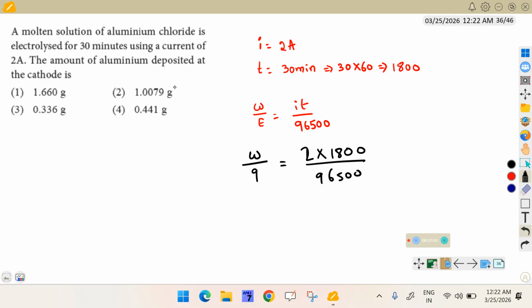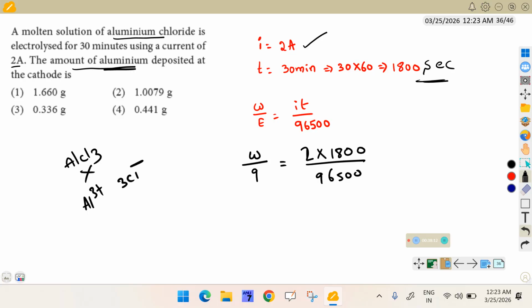A molten solution of aluminum chloride is electrolyzed for 30 minutes using a current of 2 amperes. Current is given in terms of amperes, so time is taken in terms of seconds. Calculate the amount of aluminum. Question is calculate the amount of aluminum, not amount of aluminum chloride. So aluminum chloride dissociates into Al3 plus and 3Cl minus.